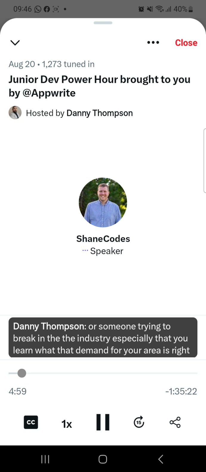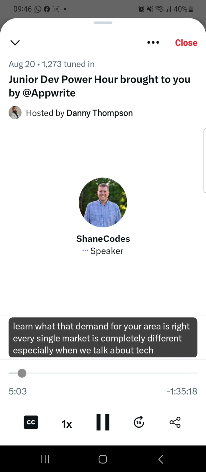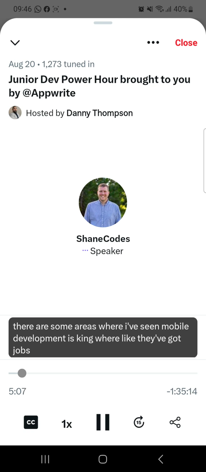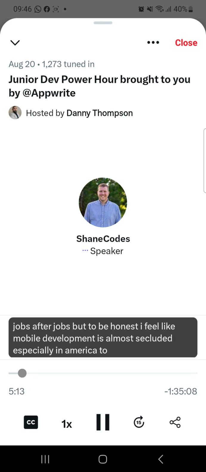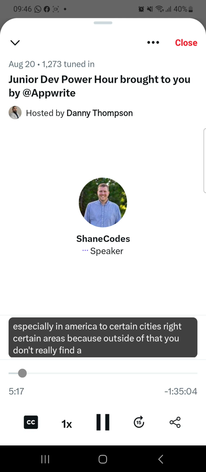Every single market is completely different. Especially when we talk about tech, there are some areas where mobile development is king, right? They've got jobs after jobs. But to be honest, I feel like mobile development is almost secluded, especially in America, to certain cities, certain areas. Because outside of that, you don't really find a ton of mobile jobs at all.